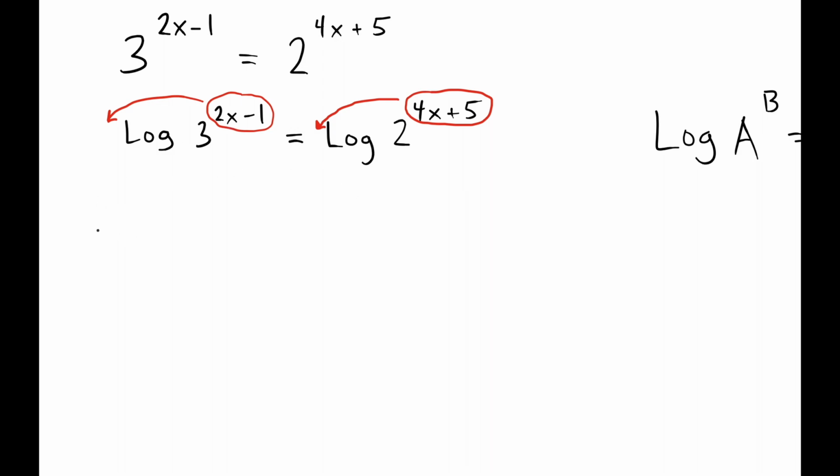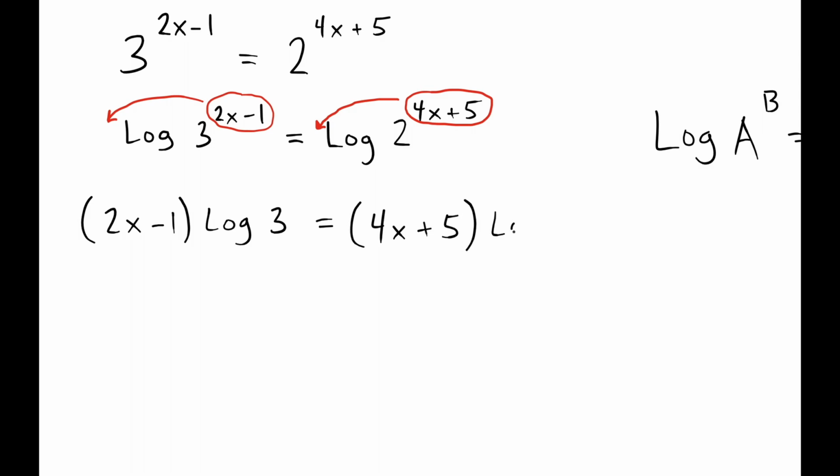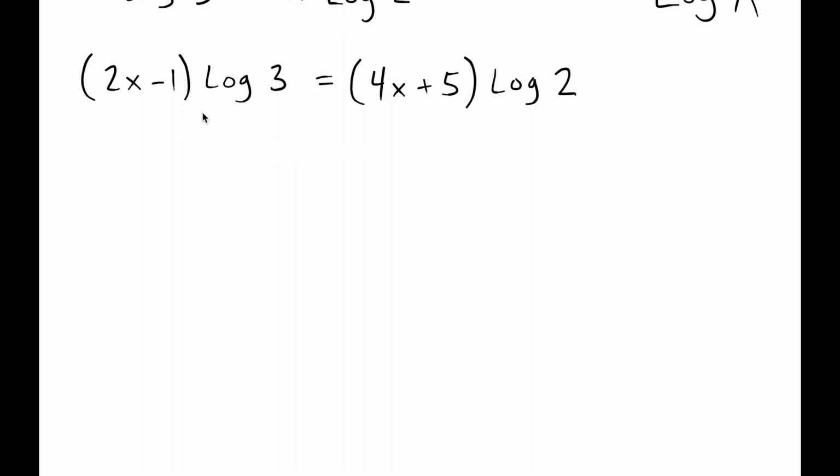So let's bring the 2x minus 1 down in front. And we'll bring the 4x plus 5 down in front as well. At this point, I'll distribute the log 3 to both of those terms, and I'll distribute log 2 to both of these terms.